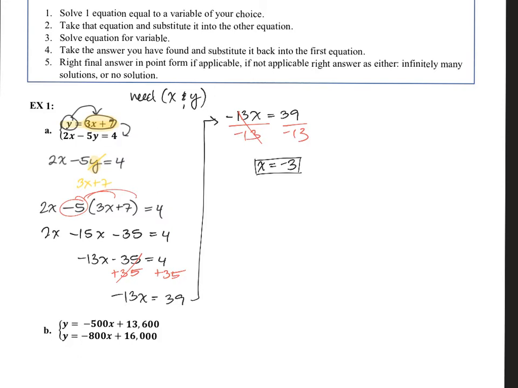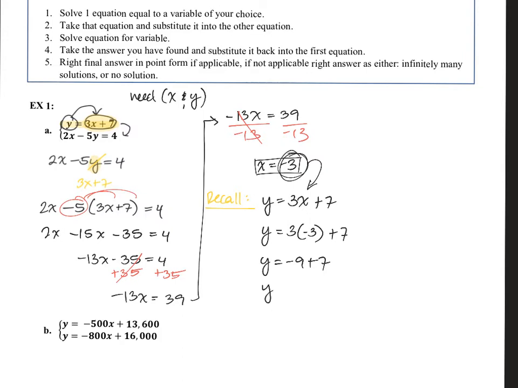Well, recall that we know y equals 3 times whatever x is plus 7. We have that right there. So we'll go ahead and substitute in the value of negative 3 for x. Then we get y equals 3 times negative 3, which was the x value, plus 7. y equals negative 9 plus 7. So y equals negative 2. And remember, we need the answer for the system, which is negative 3, comma, negative 2. That is the answer for our system, and this is where our two lines intersect at that point.